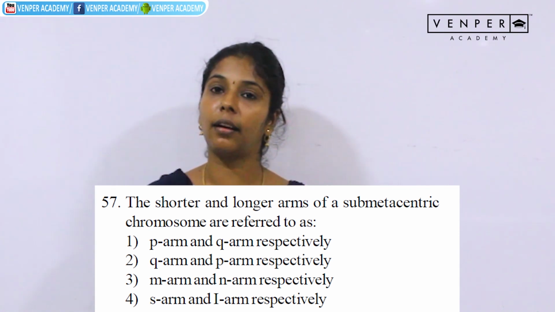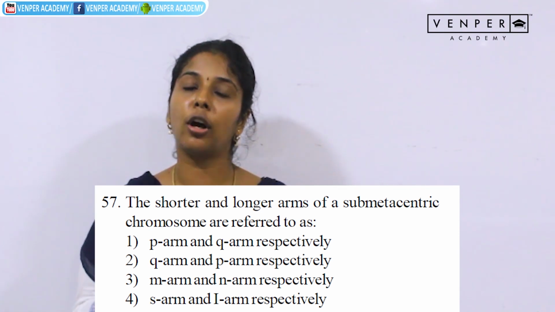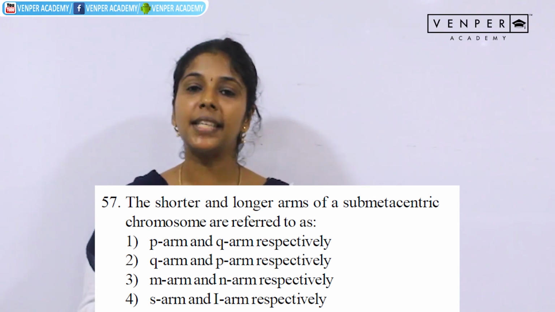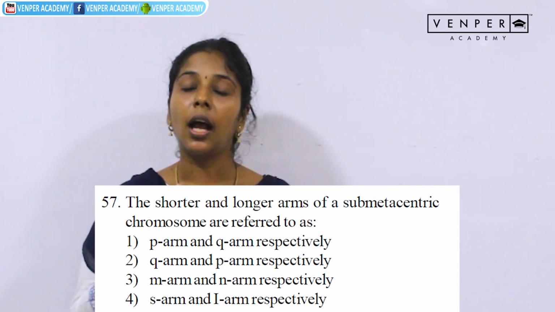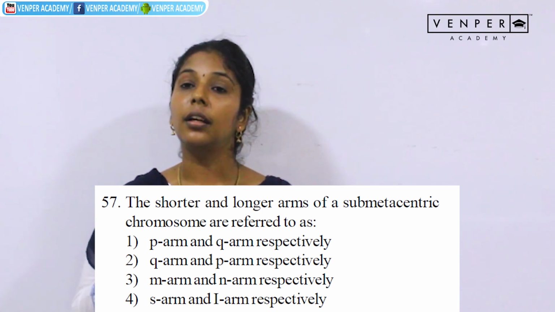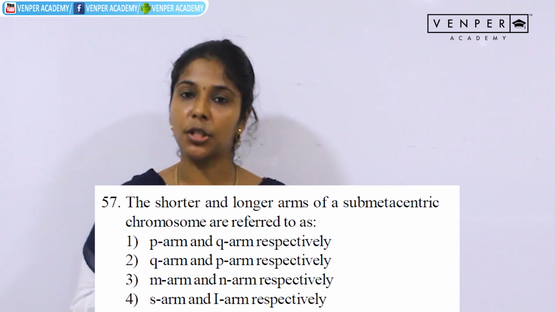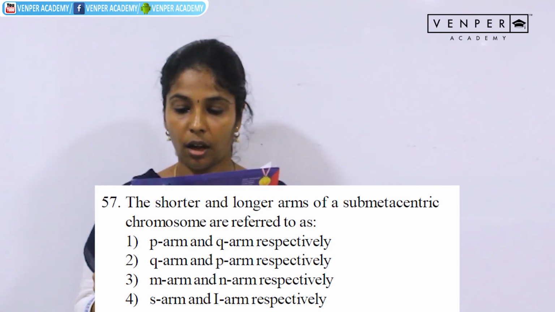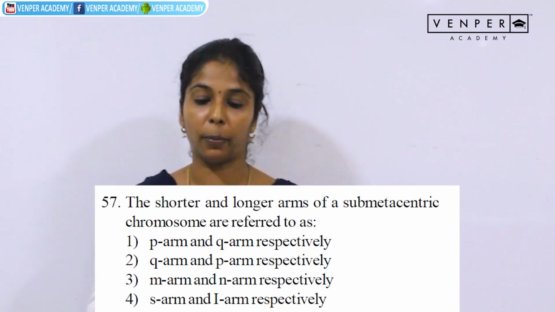There are 2 arms, shorter arm and longer arm. The shorter arm got its name as P and the longer arm as Q. P stands for petit in French, which means small. So the shorter arm is called the P arm and the longer arm is called the Q arm. The letter Q is selected because it is consecutive to the letter P. So the correct option for question 57 is the first option.